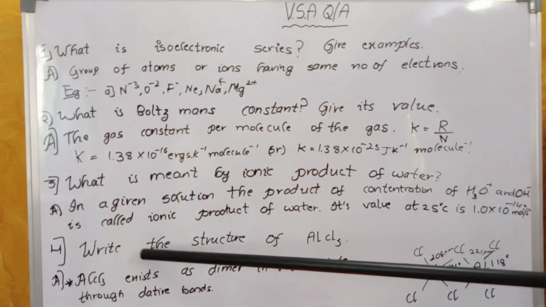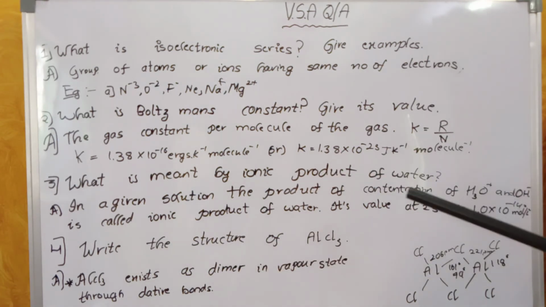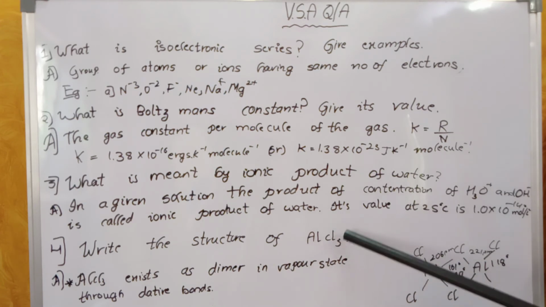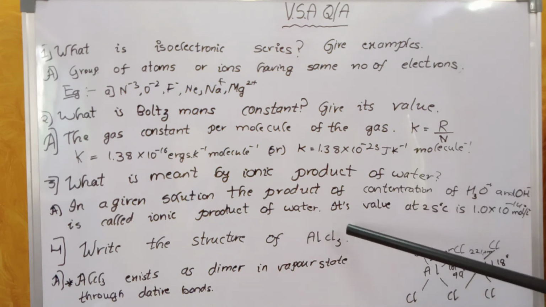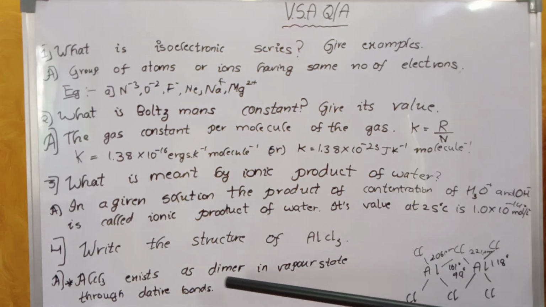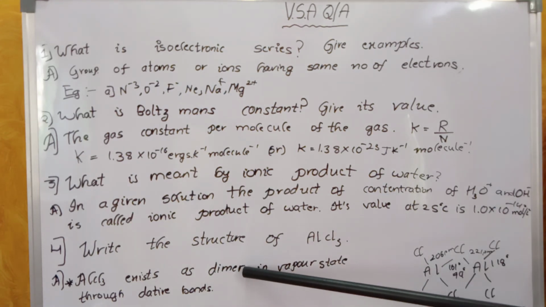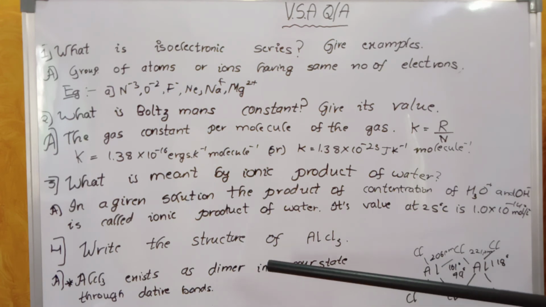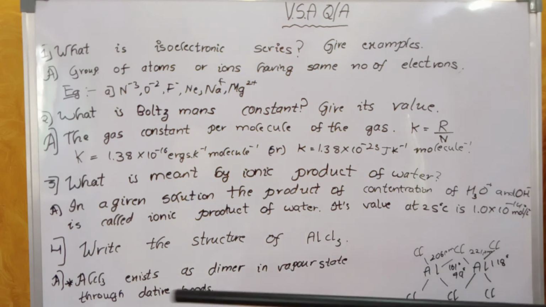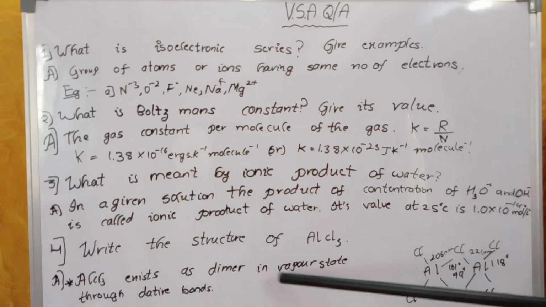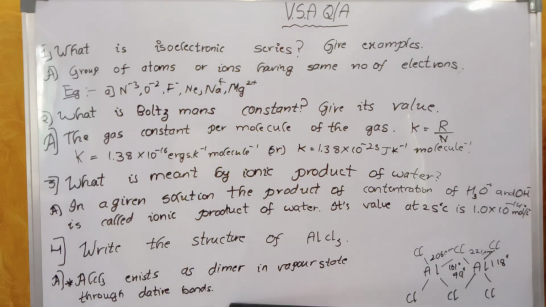Next one, write the structure of AlCl3. AlCl3 is aluminum chloride. In vapor state or gaseous state, aluminum chloride exists as a dimer. Dimer means, di means two, mer means single unit. So it exists as a dimer, meaning Al2Cl6. That is a dimer of AlCl3. So AlCl3 exists as a dimer in vapor state through bridging bonds. The structure will be like that.